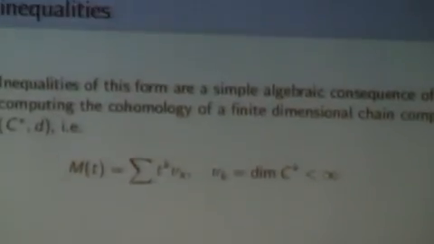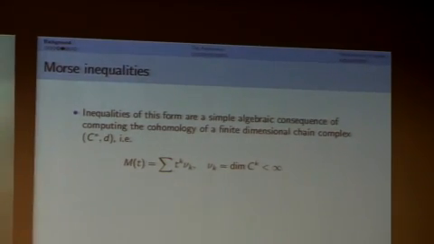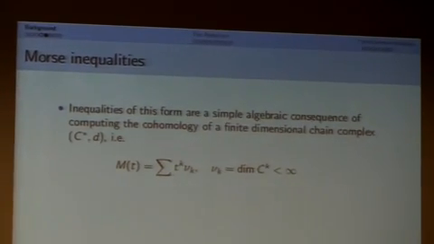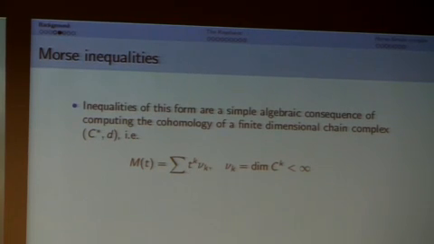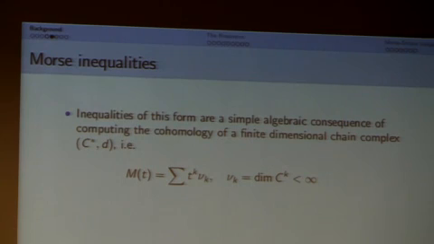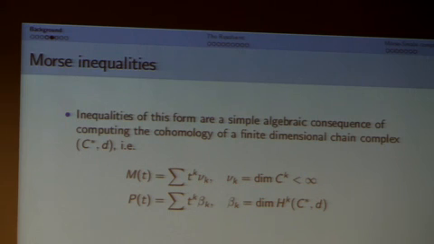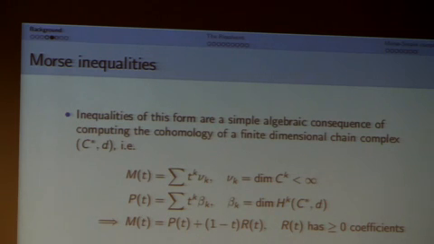So let me just state that you get these types of inequalities. These are just an exact algebraic consequence of computing the cohomology with a finite dimensional chain complex. So if I have just some abstract chain complex whose chain spaces are finite dimensional vector spaces, then I can form a polynomial M like this with coefficients the dimensions of those vector spaces. I want to compare that against the polynomial whose coefficients are the dimensions of the cohomology. And you get exactly these types of inequalities.